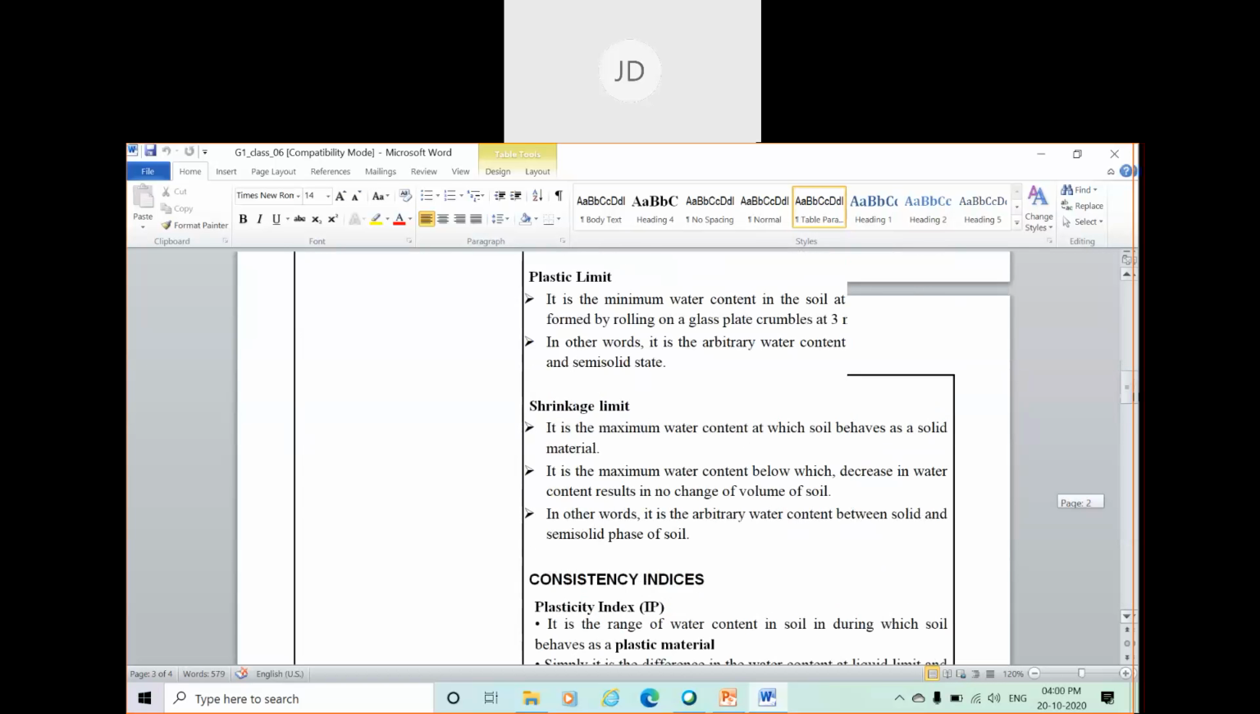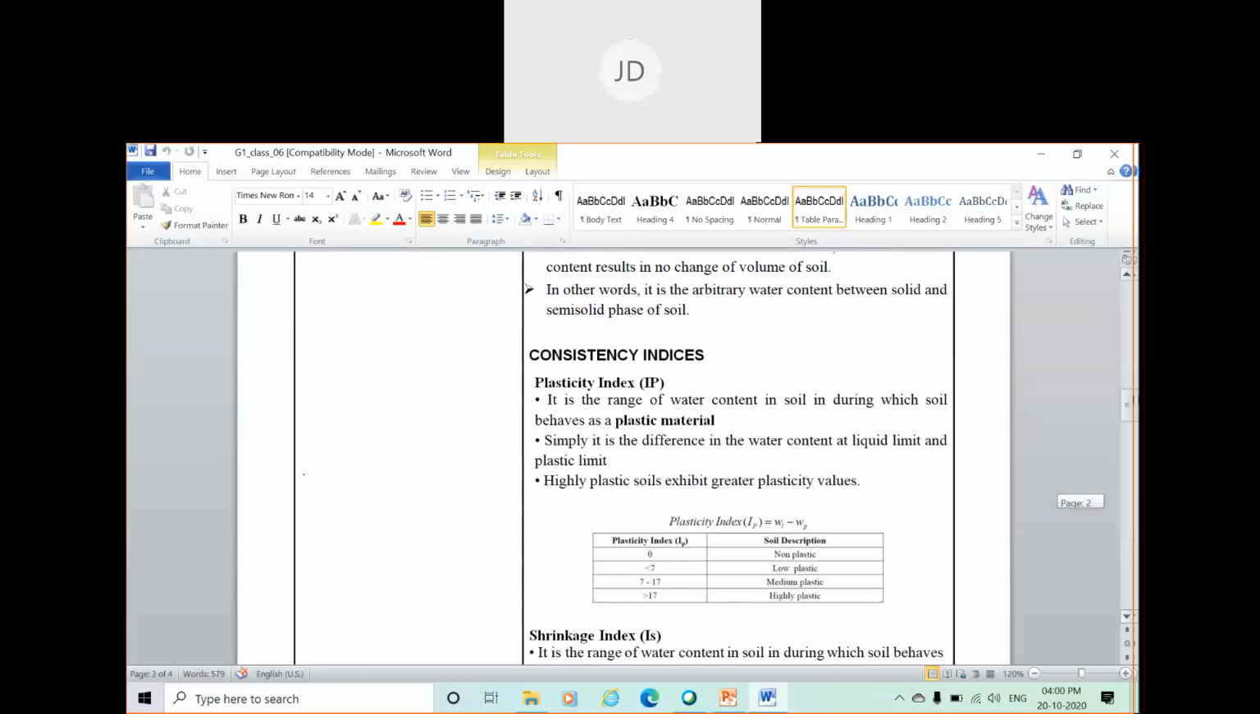So the first parameter is plasticity index. Very simple. Mathematically you can find the plasticity index for a particular fine grained soil if you can find the liquid limit and plastic limit of that soil, then just subtract the plastic limit from the liquid limit, that is WL minus WP. By doing this, you can find the plasticity index, denoted by IP, capital I suffix P. Very simple to understand. How to find plasticity index? WL minus WP, that is liquid limit minus plastic limit. Try to remember this equation.